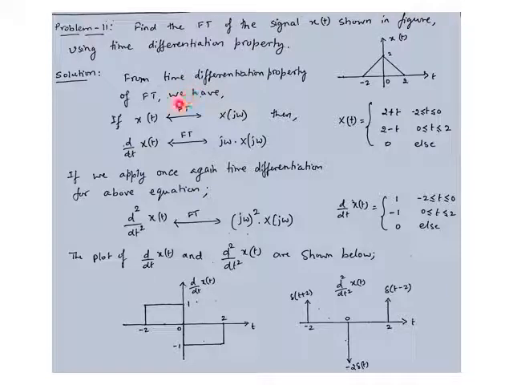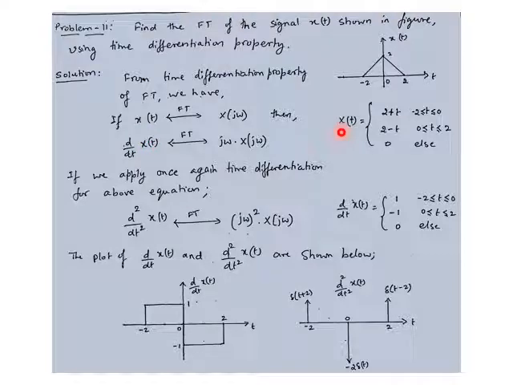From the time differentiation property, if I take the Fourier transform of x of t, I will get X of j omega. But for time differentiation, d by dt of x of t has the Fourier transform j omega into X of j omega. Earlier also we saw this in the previous problem. It's the same thing which I have to use now for the given x of t.